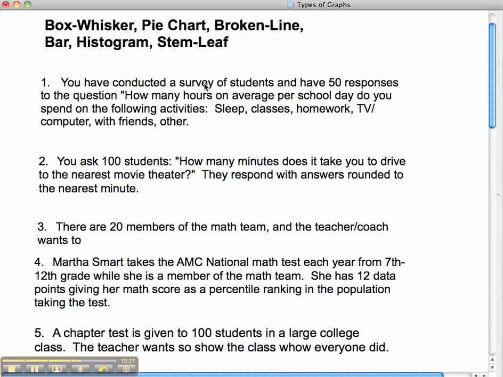I'm looking at the first one and I'm thinking this is a survey, 50 responses. How many hours on average do you spend per day doing the following activities? Excellent one for a pie chart because you're dividing up a day, a whole, into parts. And other covers enough stuff that it will take you to your 100%.